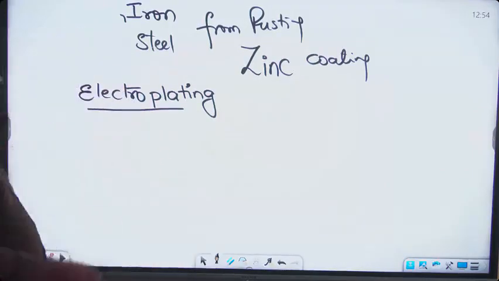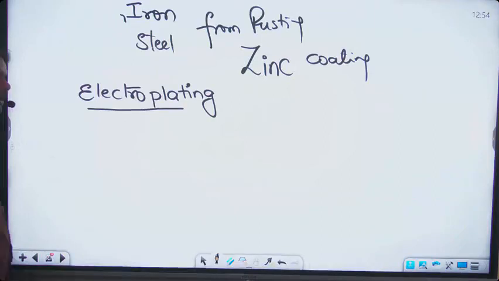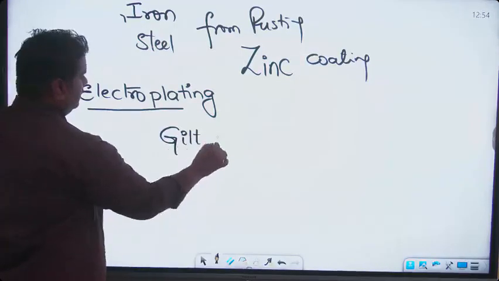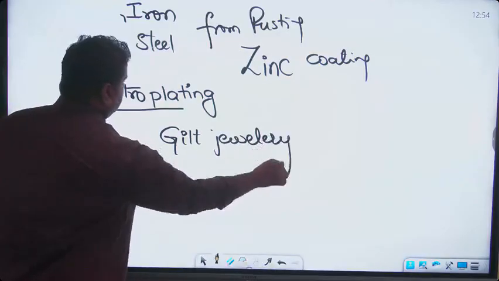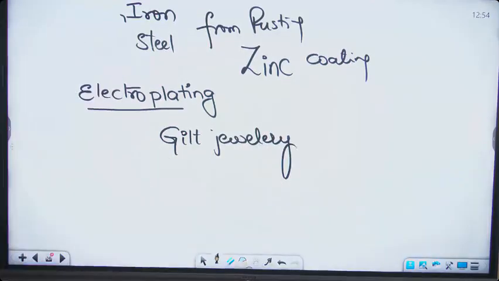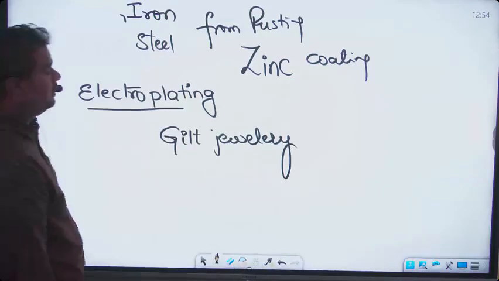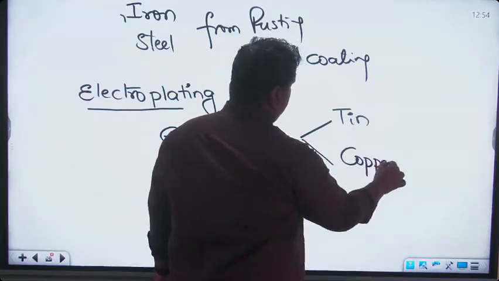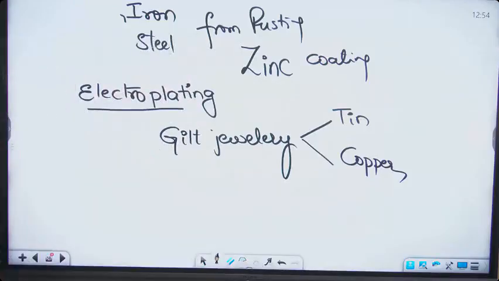Now, what is electroplating? The process of giving the color of a costly metal to a cheap metal is known as electroplating.